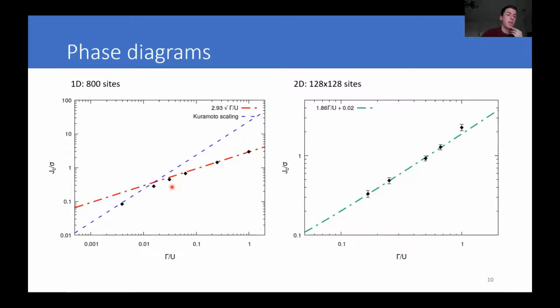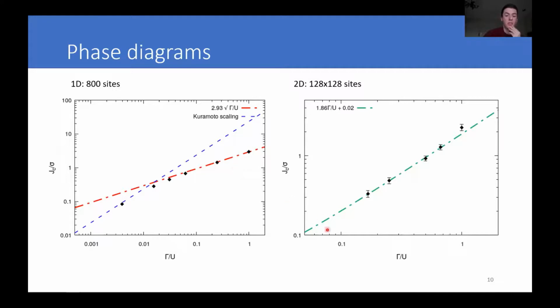Now, as we go to larger gamma over u, it does start to fall off, but this is due to finite size effects. I mentioned these earlier, where at small system sizes and at larger gamma over u, it starts to behave a little bit like the Kuramoto model. So I plotted the Kuramoto scaling here as well. The Kuramoto model goes differently with gamma over u. But in general, when we're not seeing these finite size effects, this agrees pretty well with our theory.